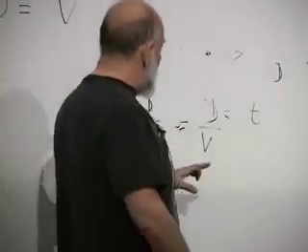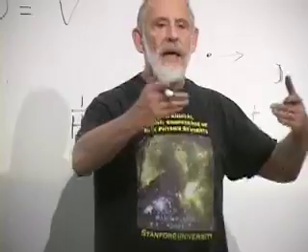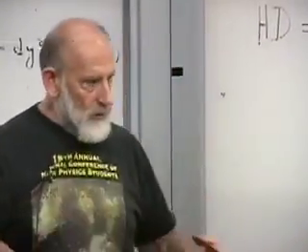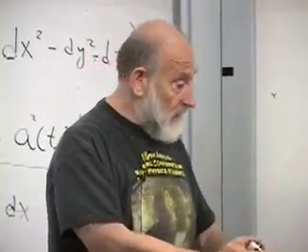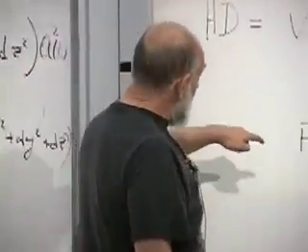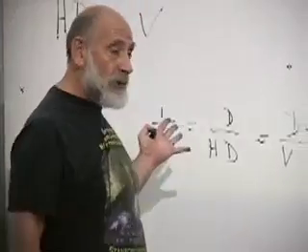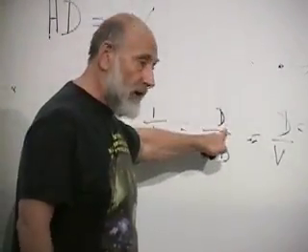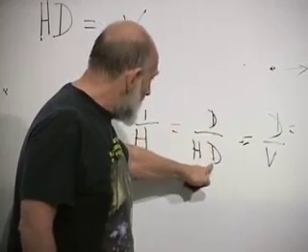The inverse of the Hubble expansion parameter is the time that it would take, if you ran the galaxies backward, for two neighboring or two distant galaxies to be on top of each other. Notice that that time doesn't depend on which galaxies we're talking about. It doesn't depend on how far apart they are right now, because that cancels out.